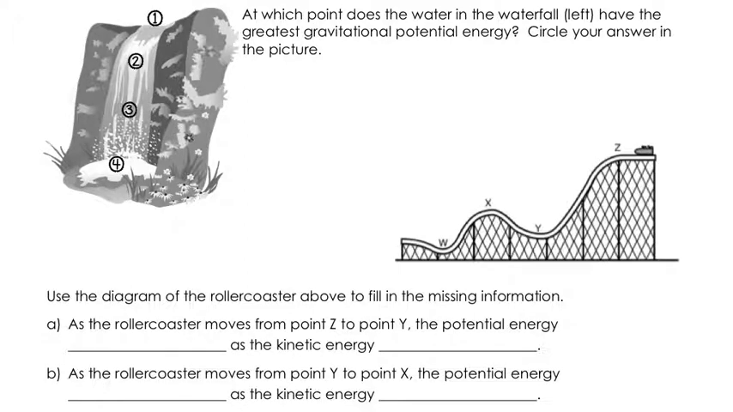At which point does the water in the waterfall to the left have the greatest gravitational potential energy? Circle your answer in the picture. So for the greatest gravitational potential energy, you want the one that's highest off the ground. So that's number 1.